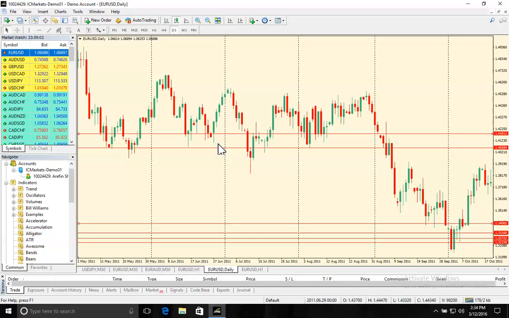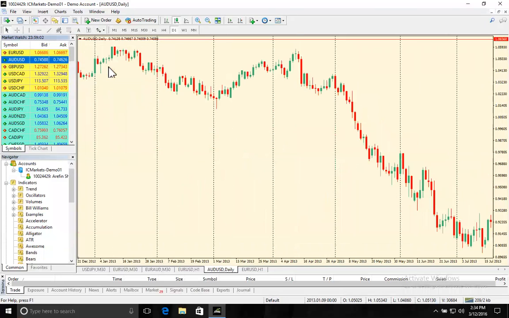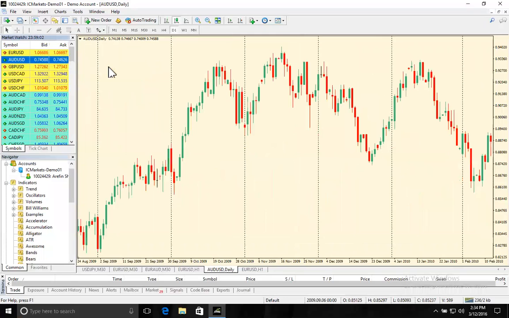So let's see some bearish reversal candles here. Okay, who can identify? Anyone?